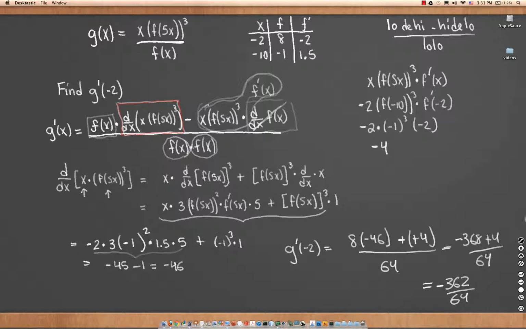And that does reduce. What does that reduce into? Cutting that in half, that's negative 181 over 32. That's what that breaks down to, if I did that correctly, and I think I did. So that is g prime of negative 2. This is how we break things up into pieces.